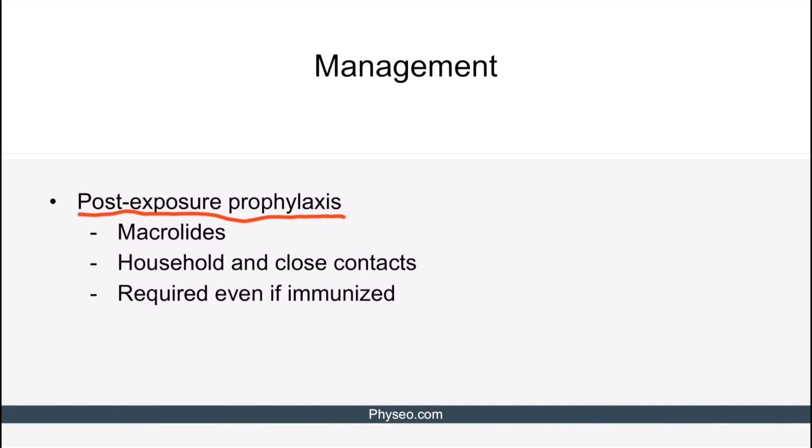Any macrolide can be used unless the patient is less than 1 month old. If they are less than 1 month old, then again, azithromycin is the macrolide of choice. Post-exposure prophylaxis is recommended even for those who have been vaccinated against pertussis.